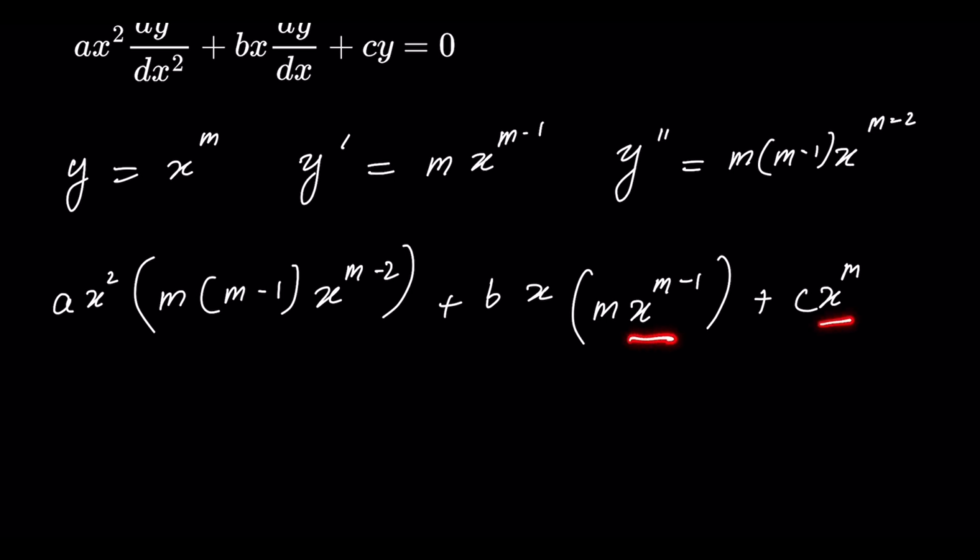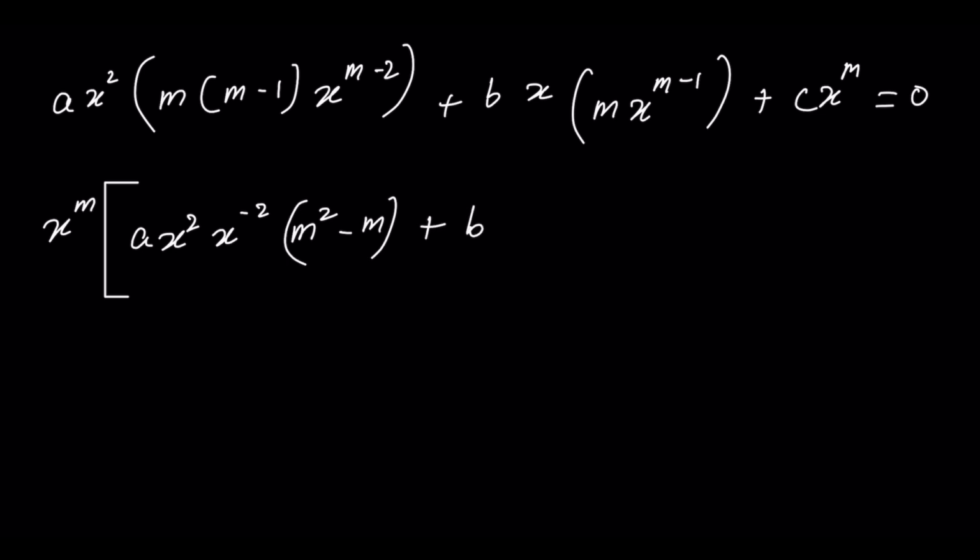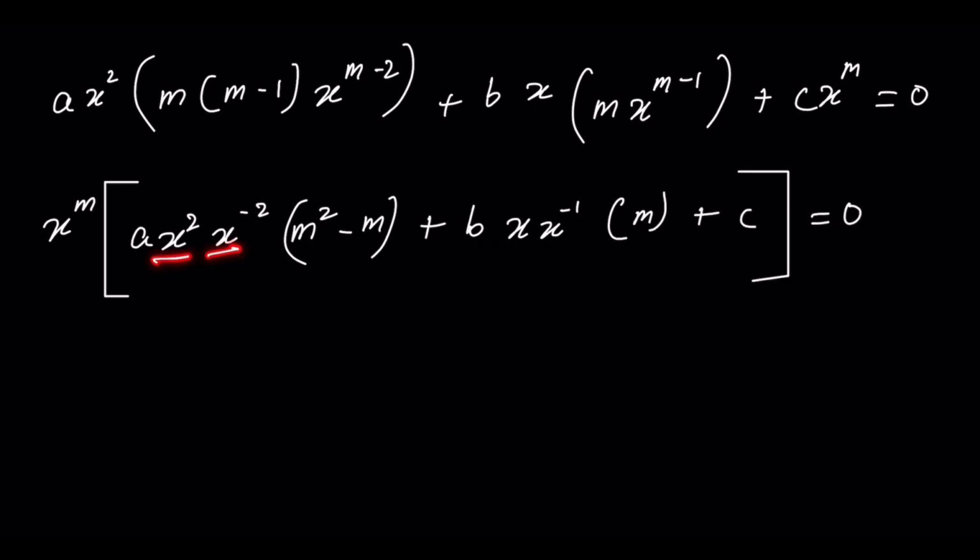You can see that x to the power of m is common in all three terms. So if we factor this out, we are left with this equation. You can see that the bases are the same, so the powers are going to add, and this is going to cancel out this. This is going to cancel out this. So let's write our auxiliary equation in simplified form.